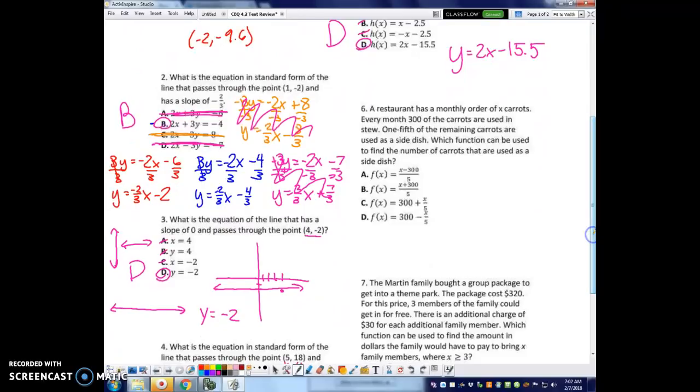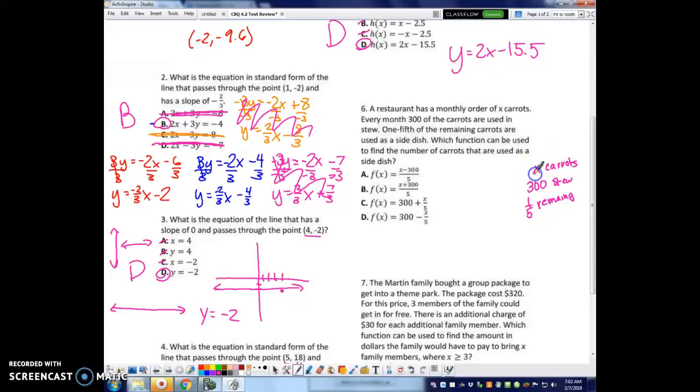6. A restaurant has a monthly order of x carrots. Every month, 300 of the carrots are used in stew. So we have x carrots, 300 are used in stew. Okay. 1/5 of the remaining carrots are used as a side dish. Which function can be used to find the number of carrots that are used as side dishes?